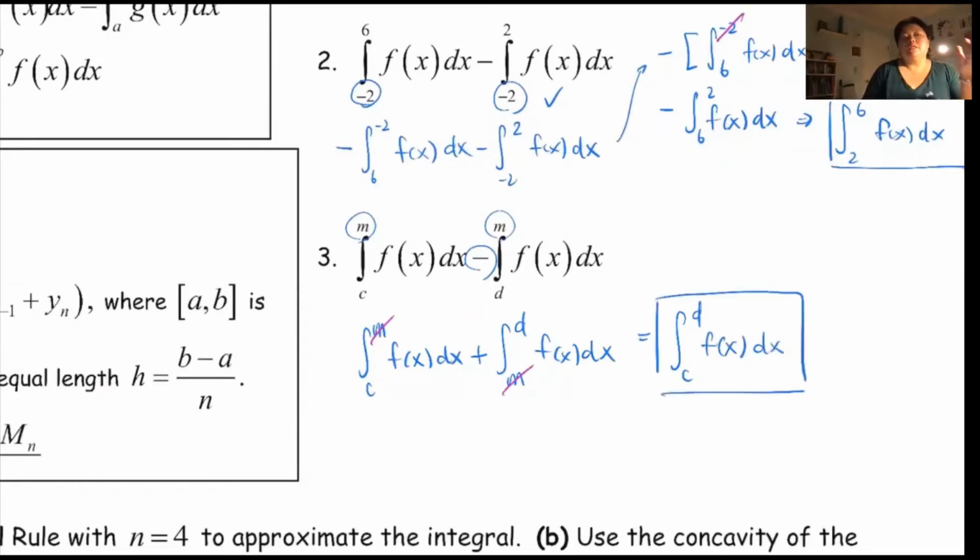You don't need to switch to c or d. You don't know what the values are, so you don't know if one's bigger, one's smaller, so you leave it as is, okay? And also, don't make the assumption that because c alphabetically is in front of d, that c has to be a smaller number than d. That's not necessarily the case, okay?